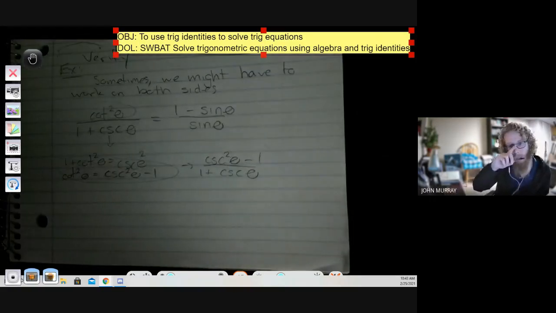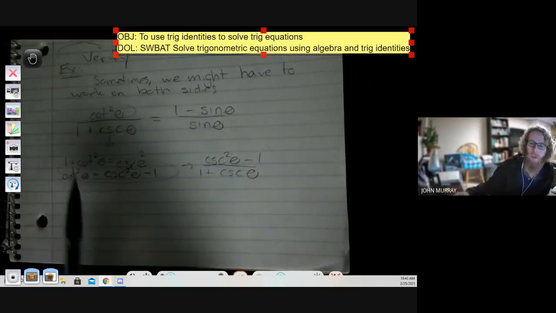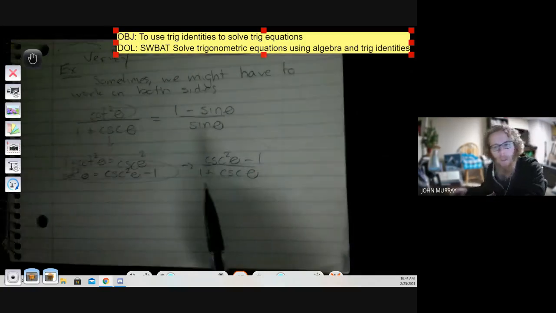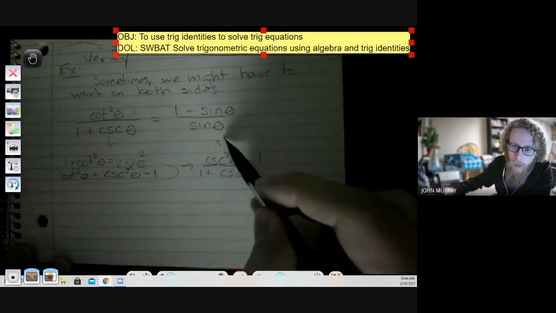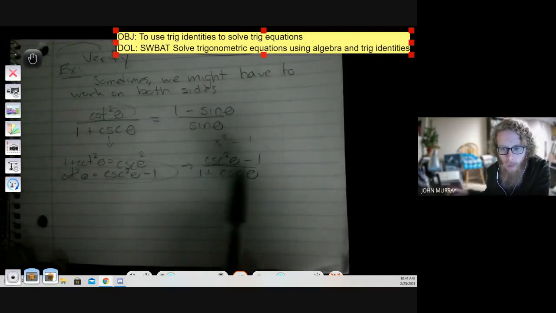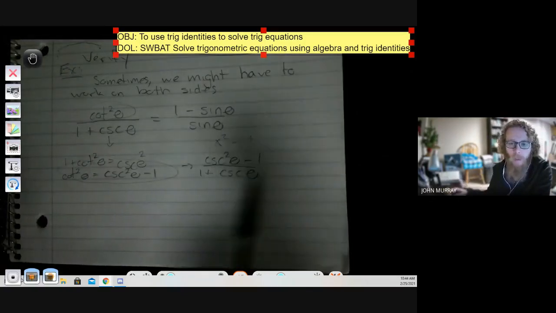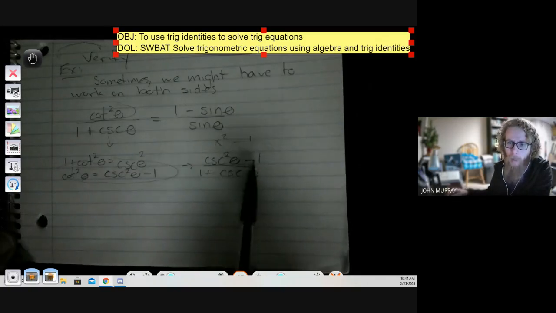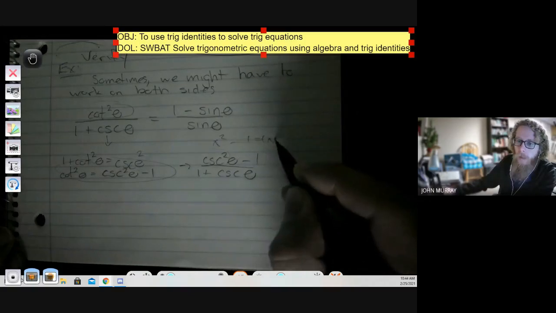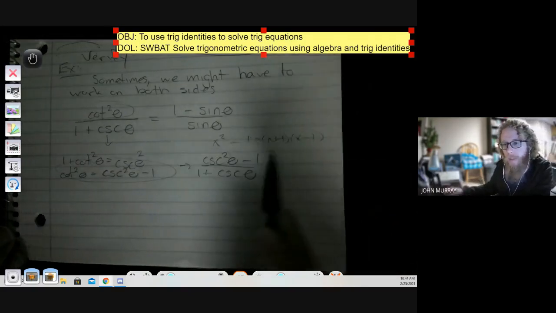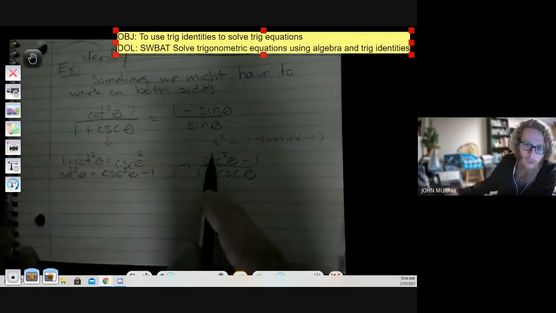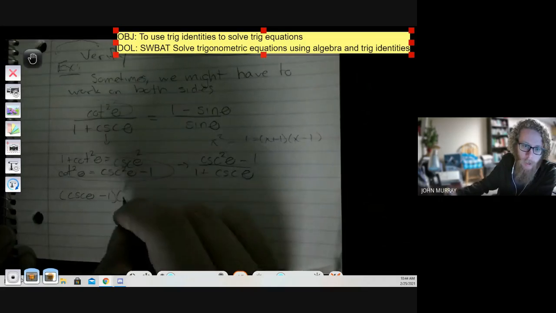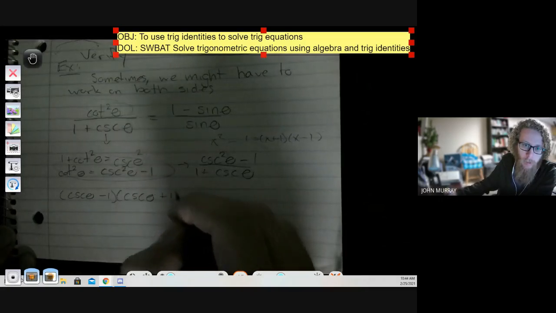After we change it using the Pythagorean identity, usually what we're going to want to do is use our factoring skills. This is like saying x squared minus 1. This isn't always apparent right away if I see cosecant squared minus 1 or tangent squared minus 1, but we can break this up as a difference of perfect squares. So I can split it into cosecant minus 1 times cosecant plus 1.